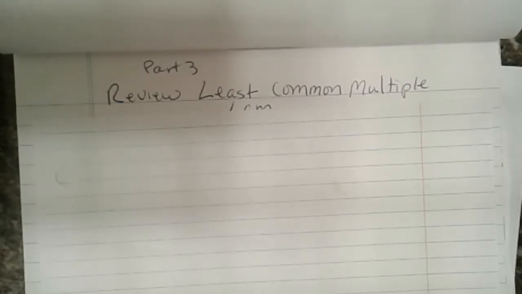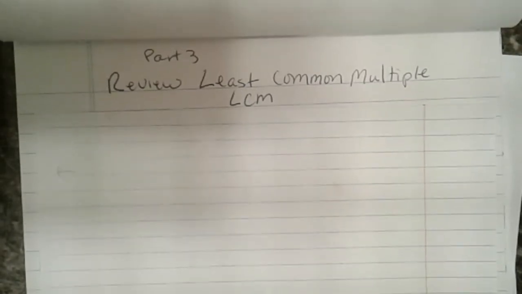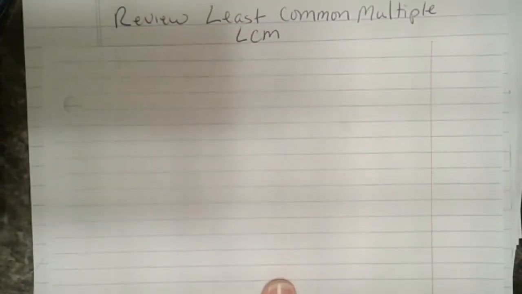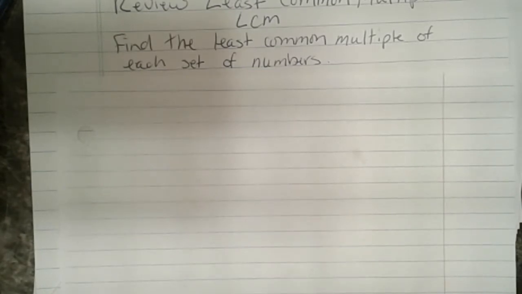And we're going to review least common multiple, which is also known as the LCM. LCM stands for least common multiple. And remember, what a multiple means is it is a number times another number. That is a multiple of those numbers. So our directions tell us to find the least common multiple of each set of numbers.